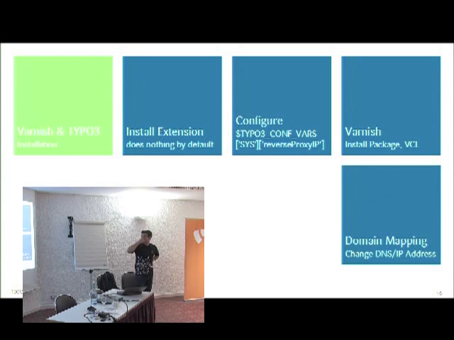The only thing to configure is the sys reverse proxy IP, which you have to set to the Varnish server IP, so TYPO3 knows that the request comes in through a reverse proxy server. That's all. And of course, install Varnish and the VCL, which is provided in the extension, and change the IP address, whatever you want to do.